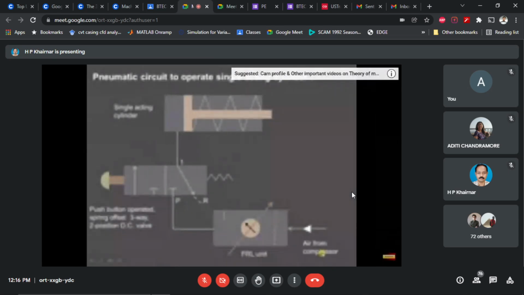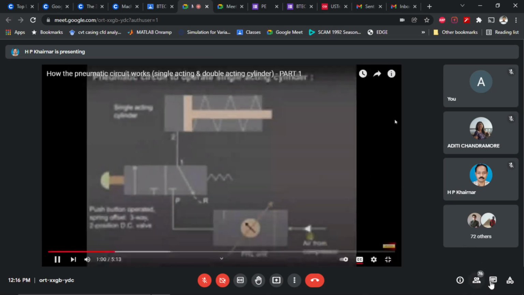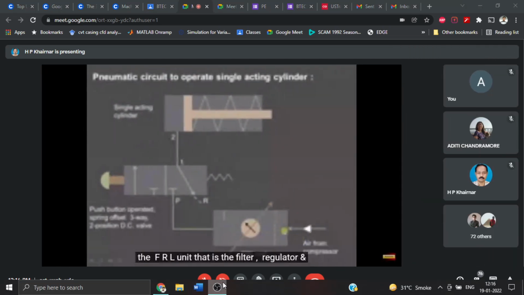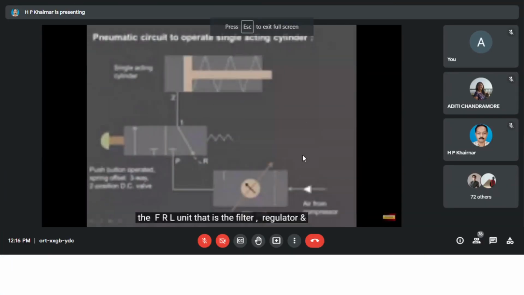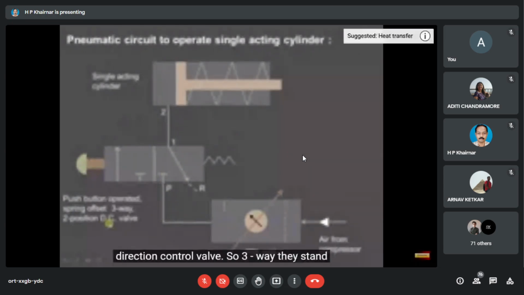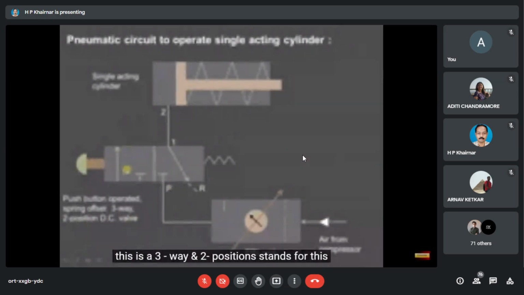As you can see over here, high pressure air from the compressor enters into the FRL unit, that is the filter, regulator and lubricator unit, where air is filtered, regulated and lubricated, and then it enters into this particular direction control valve. So here we have shown the push button operated and spring offset three-way, two-position direction control valve. Three-way stands for ports P, R and 1. Two position stands for this left envelope mode and this right envelope mode, and this is the push button.